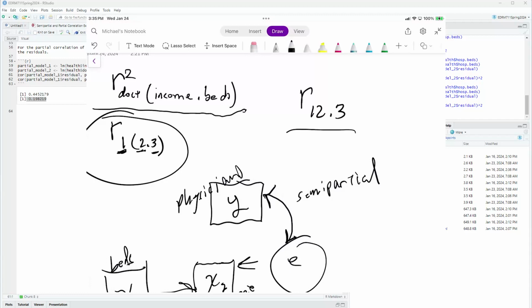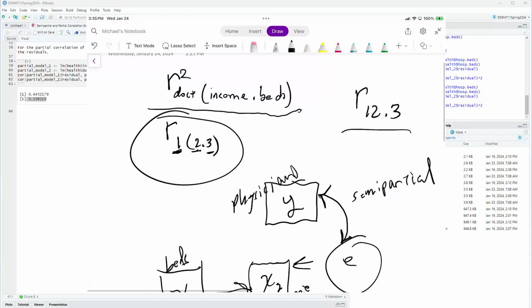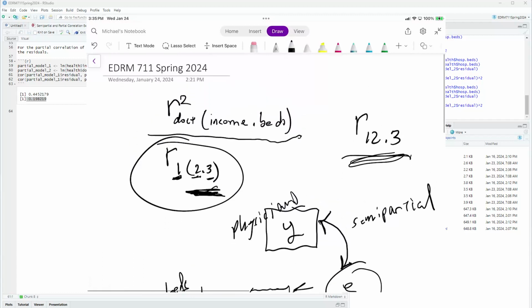Why do we do it like that without the parentheses? Because here we're indicating that we're only taking the third variable out from variable 2. Here we're indicating we're taking variable 3 out from 1 and 2, or using the words, a partial correlation of doctors with income. I have doctors, I have income, and we're going to take beds out of both of those.